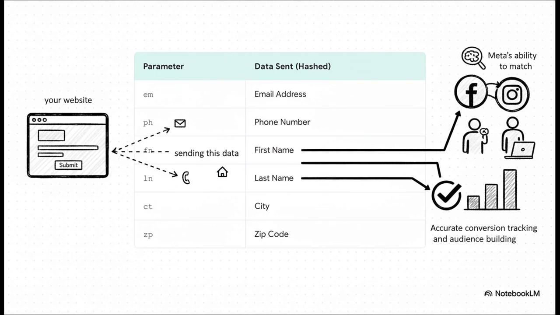I mean, think about it. Someone might see your ad on their phone during their lunch break, but then wait until they get home to buy it on their laptop. Without their email, Meta might lose that trail. By sending this hashed data, you help Meta connect all the dots across different devices, which makes both your tracking and your audiences way more accurate.